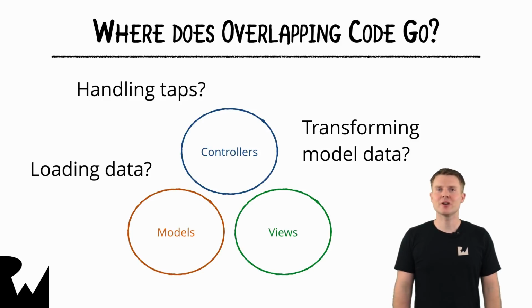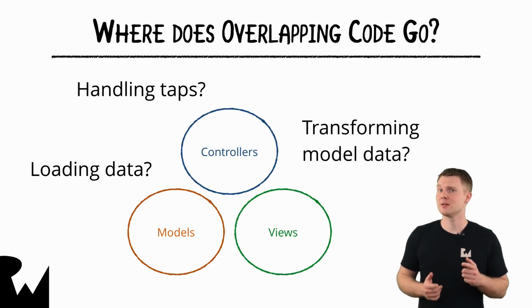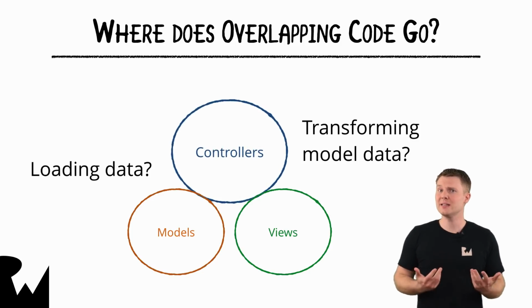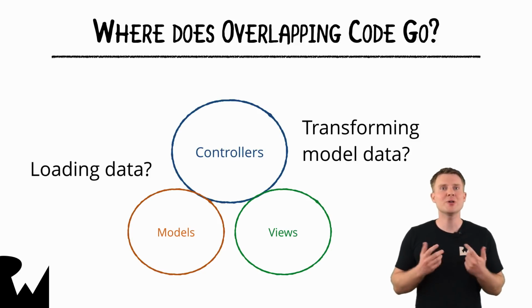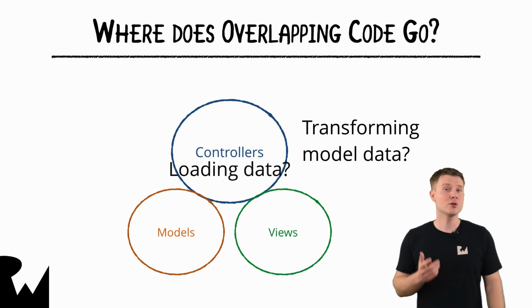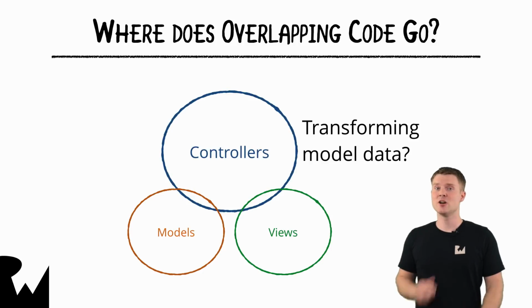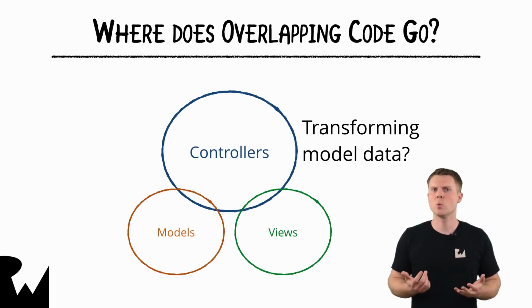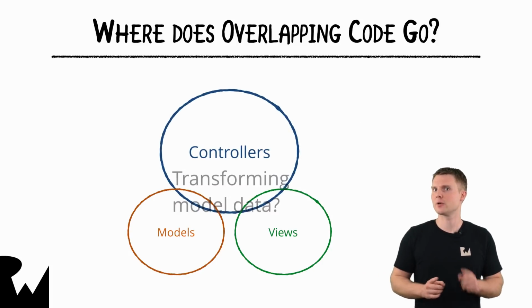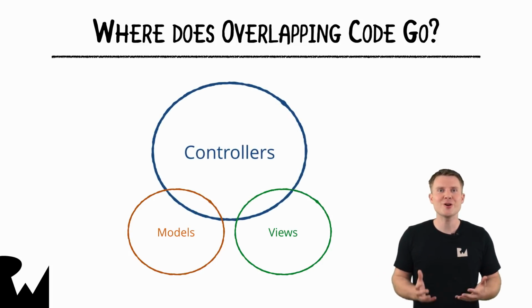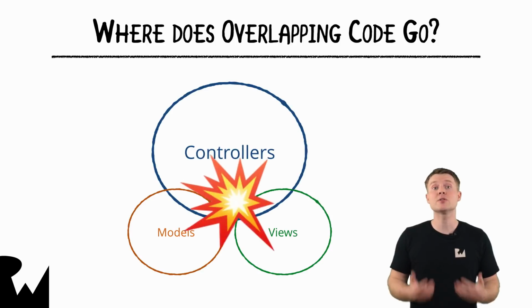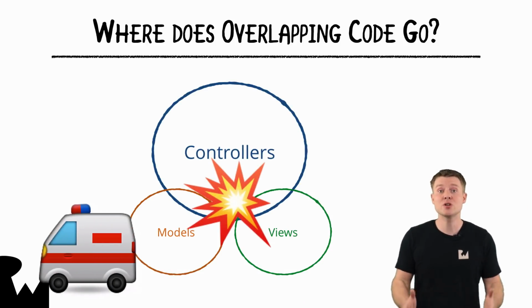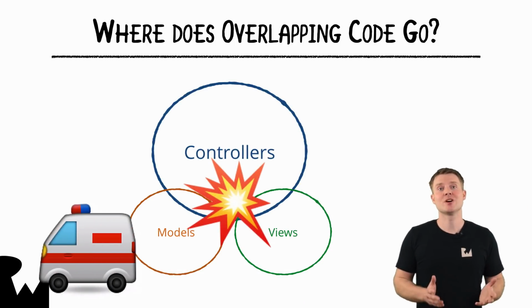Handling taps is a very controller thingy action to do, right? Well, what about loading data? Also a controller thing? Or transforming model data onto views? Well, controllers do that too, right? Well, before you know it, you've created a couple thousand line train wreck of a view controller. This is what's known as the massive view controller problem.